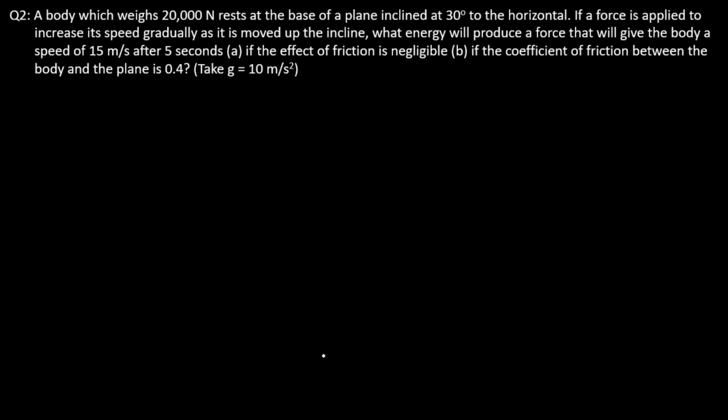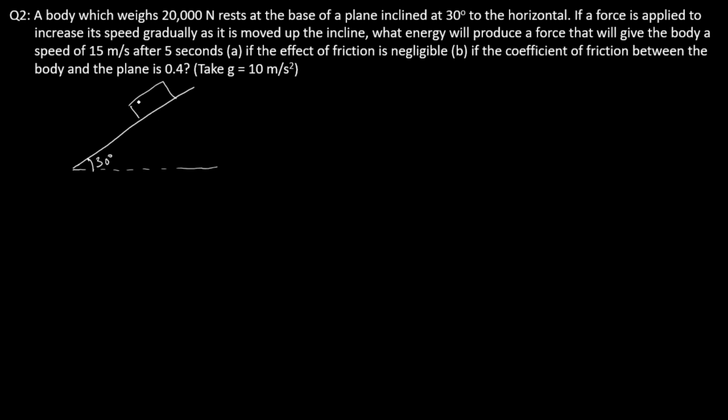A, if the effect of friction is negligible, and B, if the coefficient of friction between the body and the plane is 0.4. Now please don't forget that the coefficient of friction has no unit. Alright, so let us solve this question. Again, we can draw a plane just to be able to properly conceptualize the question we have in front of us. The plane is inclined at 30 degrees to the horizontal, and this is the body which has a weight of 20,000 newtons.